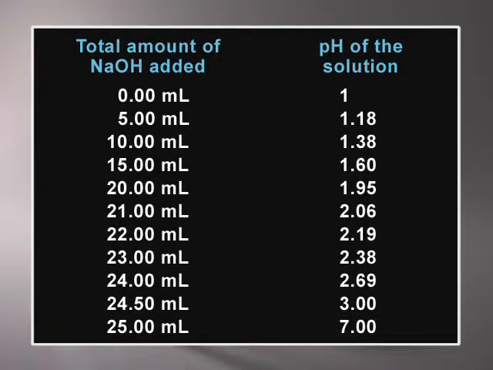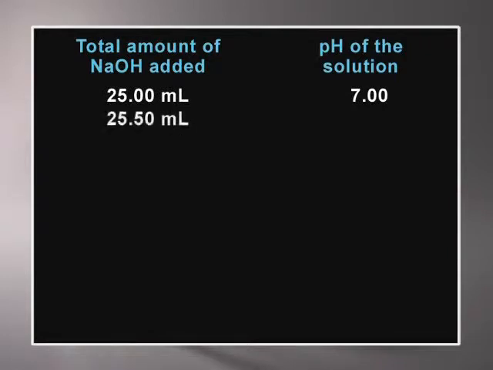Now I am going to actually go past the equivalence point. The solution is now neutral. I've neutralized all the acid, but now I'm going to add more base. So I'll have an excess of sodium hydroxide, and the pH of the solution should now be greater than 7. If I add another half milliliter of base just past the equivalence point, the pH jumps from 7 to 10.96.